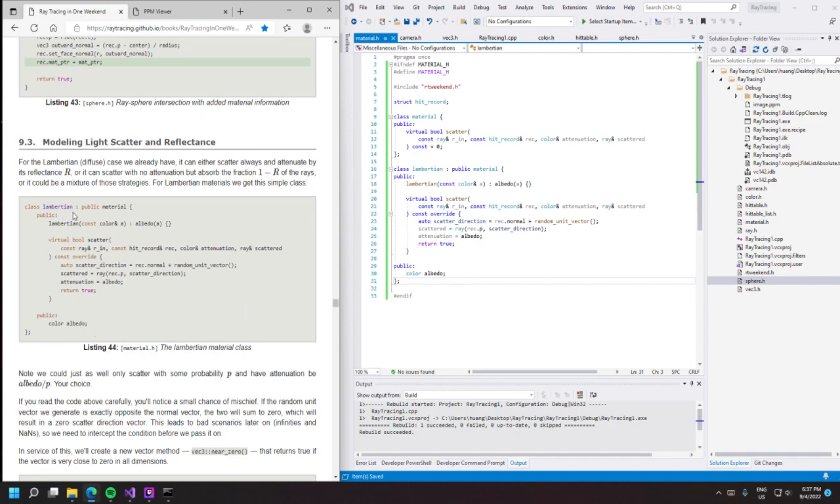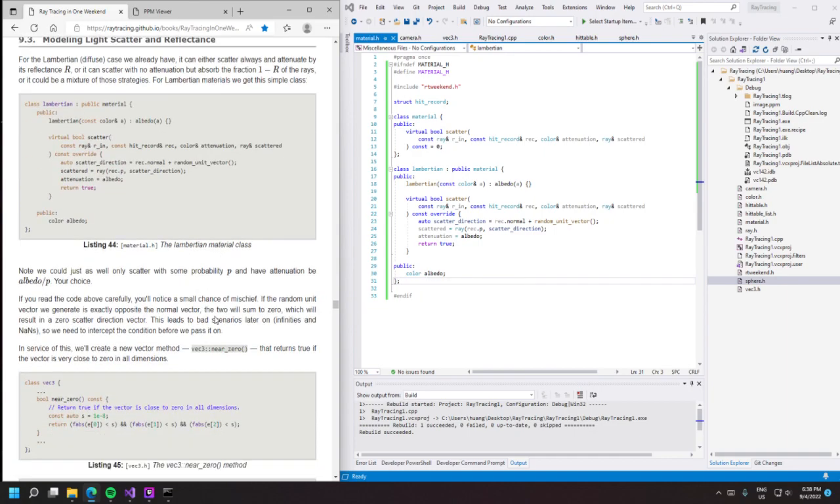Well, basically, this is the version that inherits the class material, and I don't know what this is. We changed the method scatter so the scatter direction is the normal vector plus the random vector that we generated, and the scattered is a ray that's along the scatter direction, and attenuation is, that's a part I don't know actually. Yeah, I don't understand this very much.